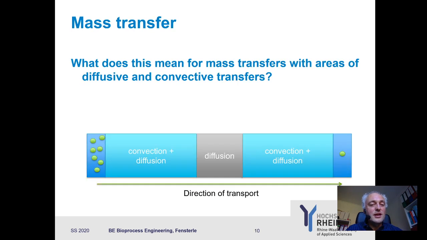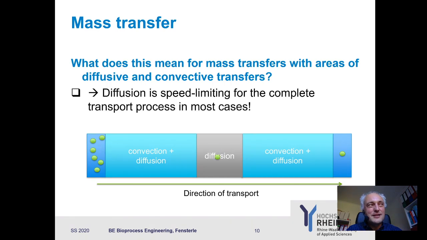In other words, if I look at mass transfer in areas where we have both, and a particle is going through, you see that in the diffusion part, the particle stays the longest time. So the diffusion is the rate limiting step. So if I want to look at transport processes and I have diffusion and convection, then it's enough to look at diffusion with respect to calculating the overall transfer rate. This is cool because this makes our life simpler, because I don't have to do both.